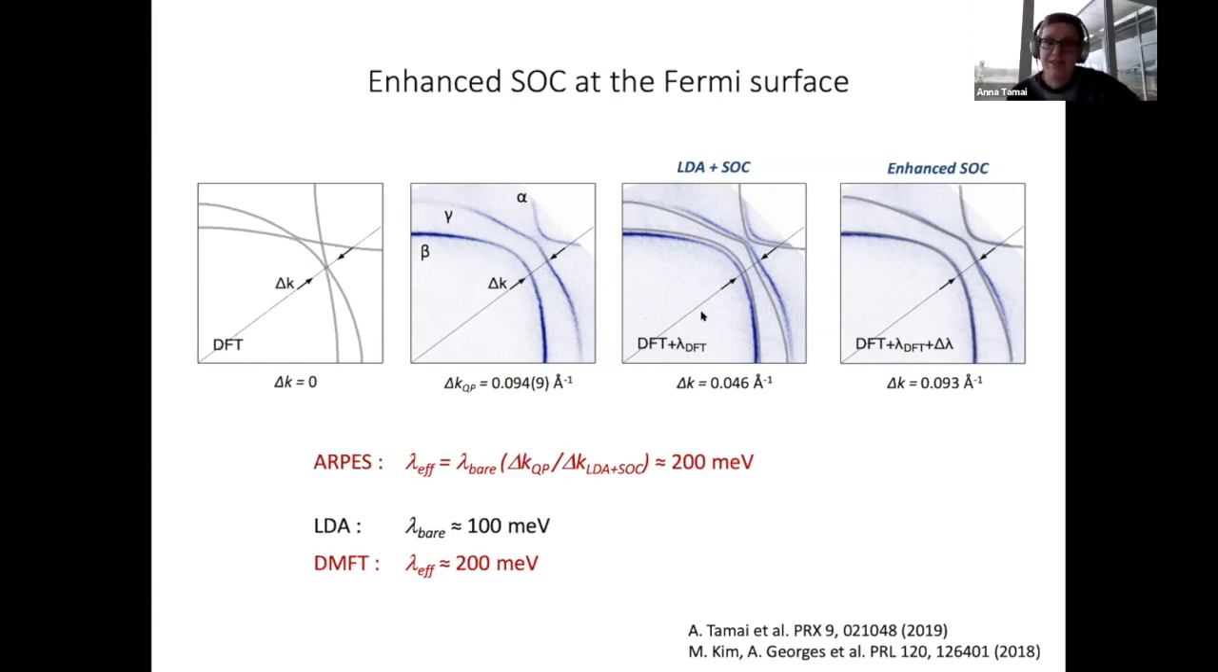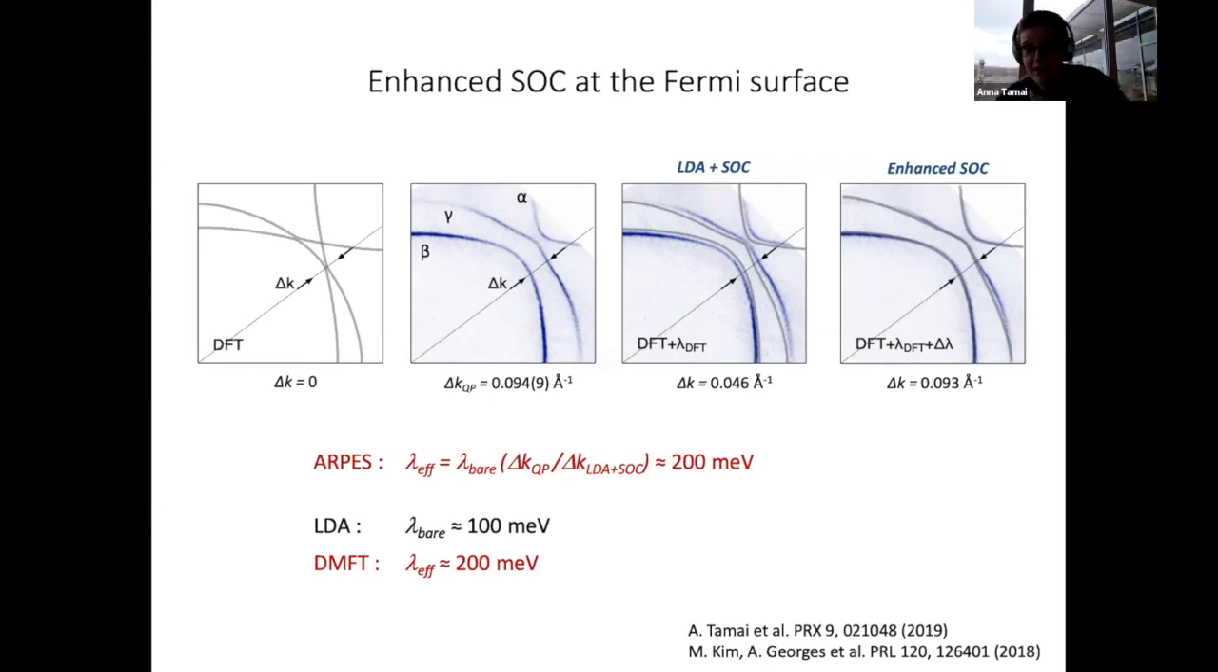What happens is that, for instance, the beta band, upon increasing the spin-orbit coupling, gets a bit smaller, and the gamma band gets a bit larger, and therefore fits the experiment well. You should not think of this as a change in orbital occupation. It's a change in orbital character of the Fermi surface. So the beta band gets a bit smaller due to the influx of the XY orbital in that band.